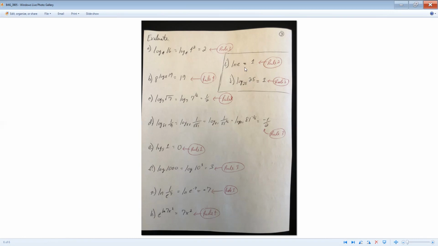Final two, natural log of e is just 1. Then log base 25 of 25, once again, is just 1.